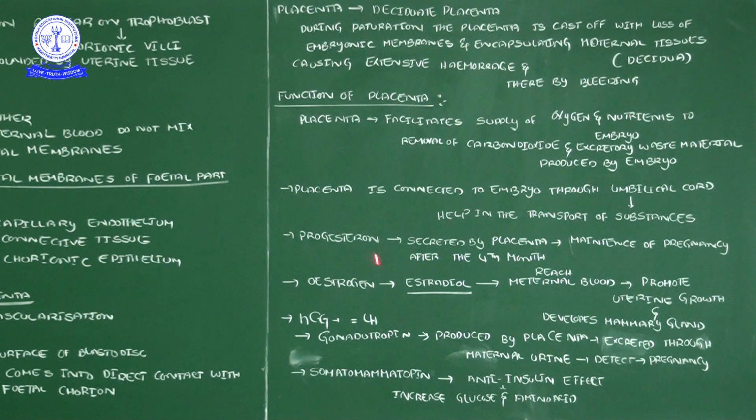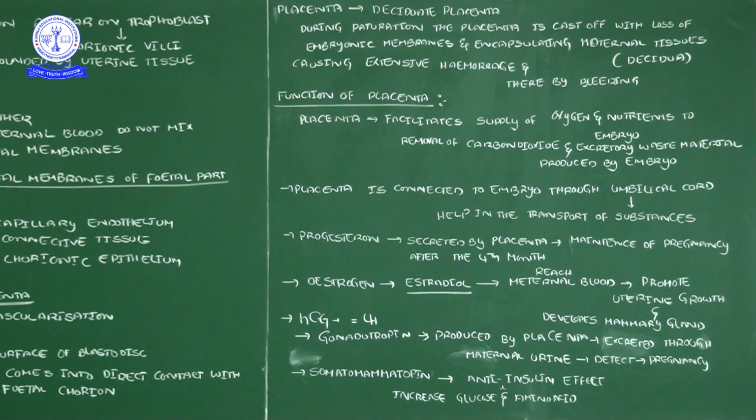See, these important hormones play an important role in the different events of pregnancy. What are those controlling things we want to know? Progesterone is secreted by the placenta. What is the significance of progesterone? Progesterone is for maintenance of the pregnancy after the 4th month.